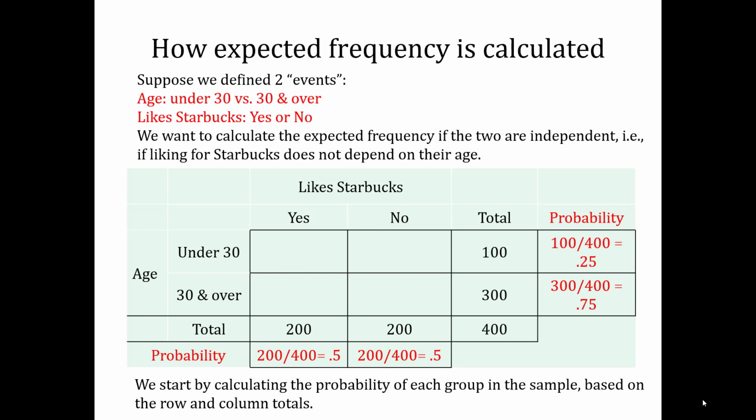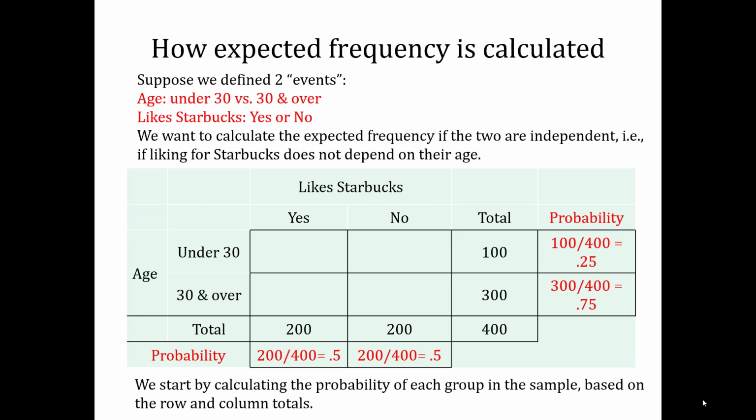There are two groups based on the rows, that is under 30 and 30 and over, and two groups based on the columns, that is likes Starbucks and does not like Starbucks. We need to calculate the probability of each group. How do we do that? Well, that's easy. It's just the number of people in each group divided by the grand total, which is 400.